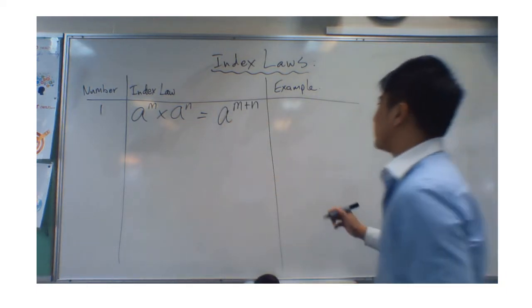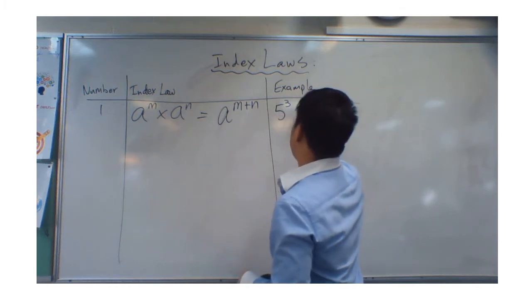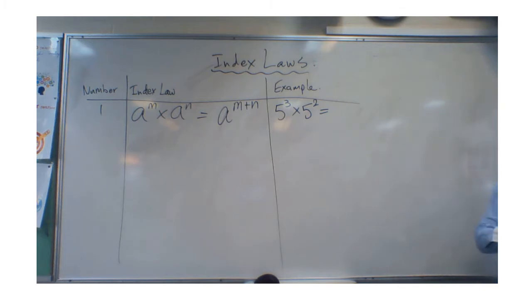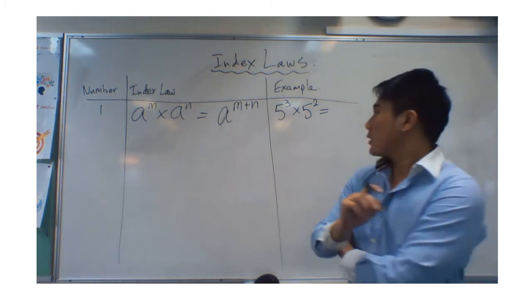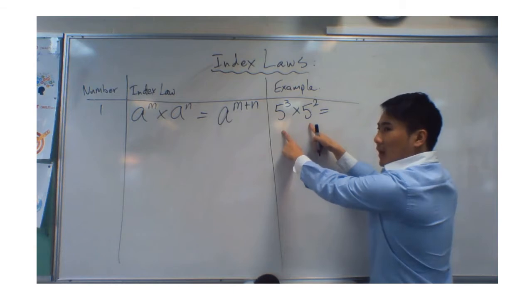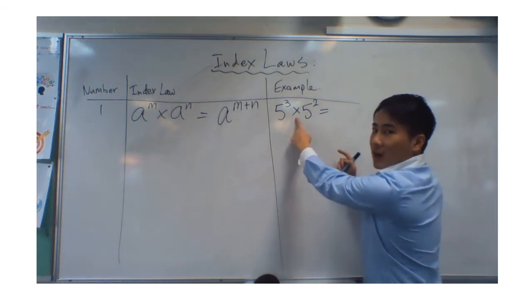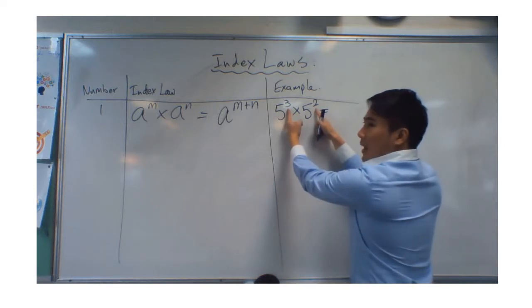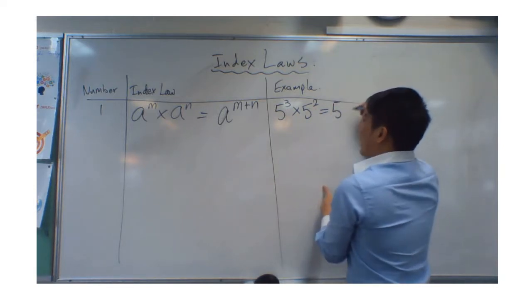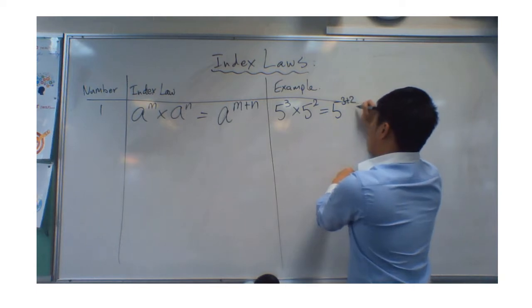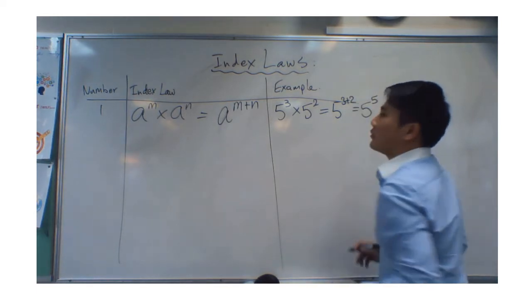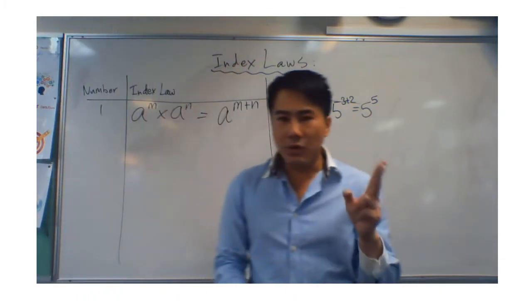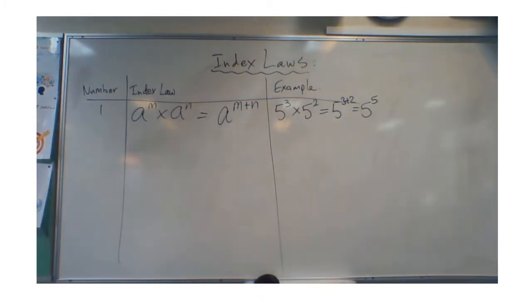Let's do an example. If I've got 5 to the power of 3 times 5 to the power of 2, what would the answer be? Well, do they have the same base? Yes, they do. Am I timesing? Yes, I am. What can I do? Simply add the power. Keep the same base. 5, 3 plus 2, which is 5 to the power of 5. As simple as this. Let's move on to our second index law.